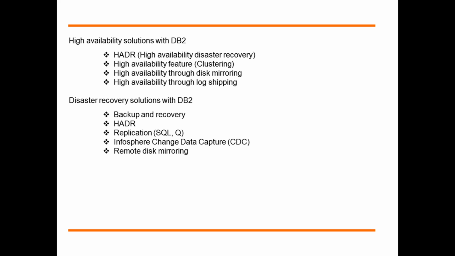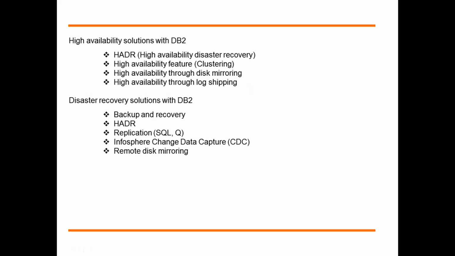Now, what are the high availability solutions and what are the disaster recovery solutions that DB2 offers? Under high availability, the first one is HADR, high availability disaster recovery. Then high availability through clustering. You can do this at the OS level. You can have two machines clustered together. High availability through disk mirroring. High availability through log shipping.